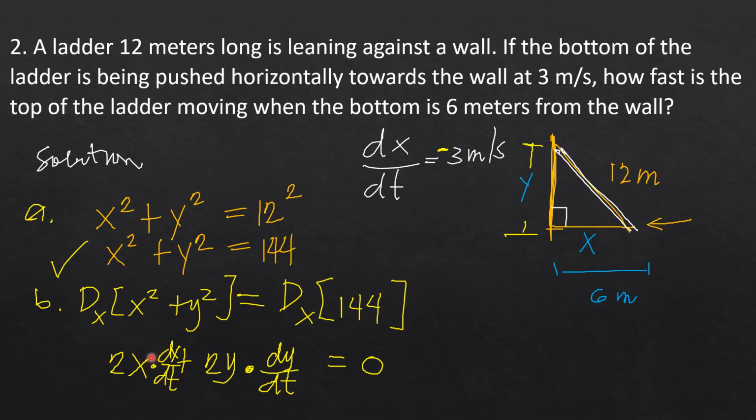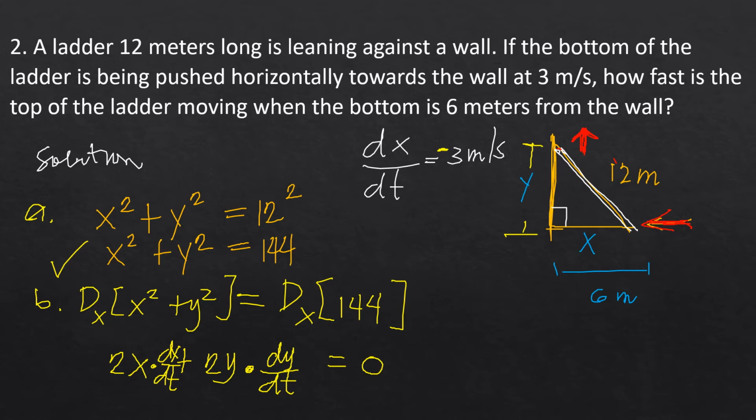Now, meron na tayong x value and that is 6. We have dx over dt already, which is negative 3 meters per second. So how are we going to get y here? Kasi ang sinusolve natin dito is the dy over dt. Kasi ang sabi dito, how fast is the top of the ladder moving when the bottom is 6 meters. Definitely, or literally speaking, kapag minove mo ito towards the wall, aakyat from the bottom, aakyat itong ladder.